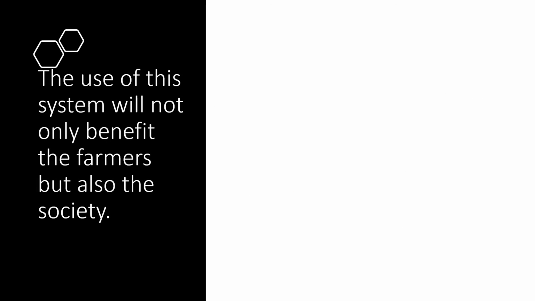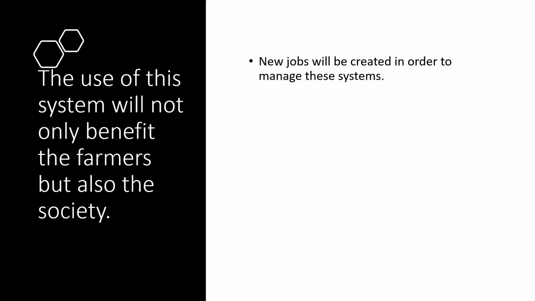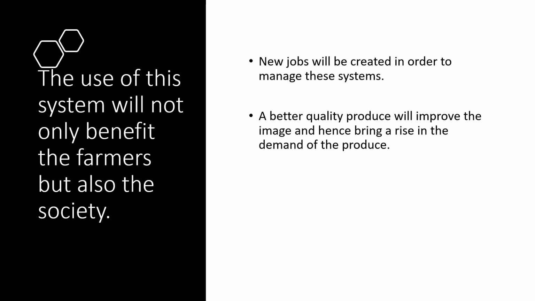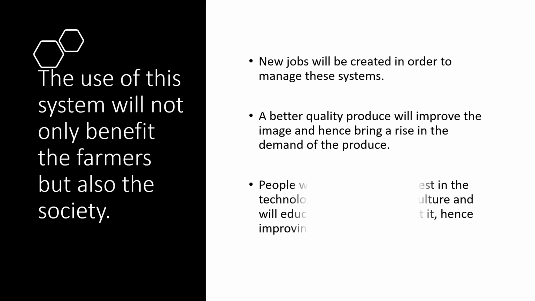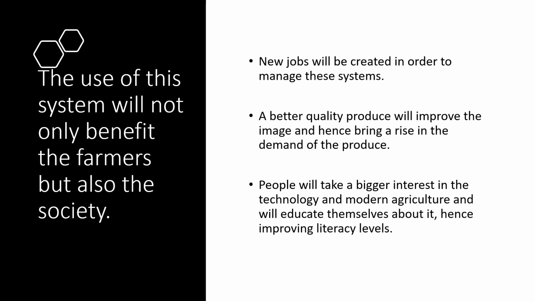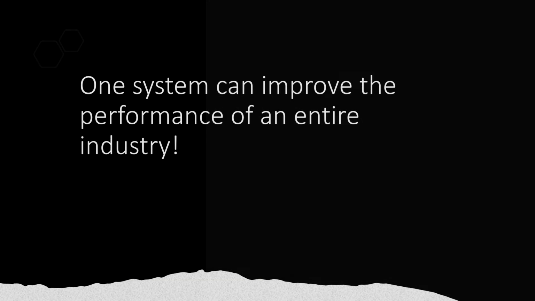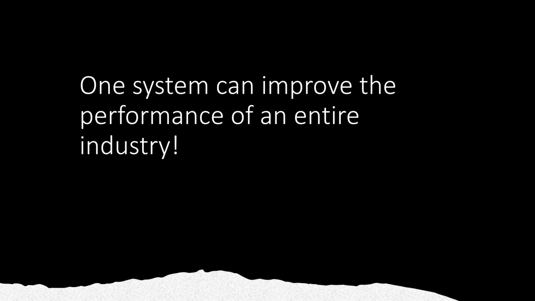The use of this system will not only benefit the farmers but also society. New jobs will be created in order to manage these systems. Better quality produce will improve the image and hence bring a rise in the demand for the produce. People will take a bigger interest in the technology and modern agriculture and educate themselves about it, hence improving literacy levels. One system can improve the performance of an entire industry.